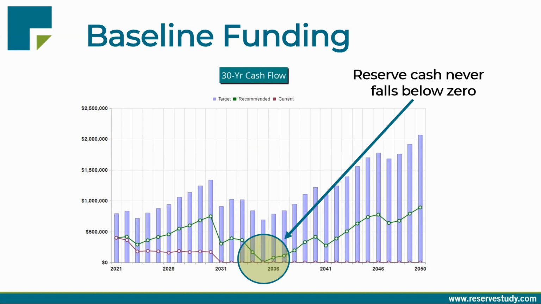This chart shows an association pursuing baseline funding, a plan where at some future point in time, your reserve balance will fall close to zero, just barely cash positive. They technically have enough cash to do all their projects, but they have one or more pinch point years where reserve cash is near zero. And that's when the association risks a special assessment if things don't go exactly according to the plan.